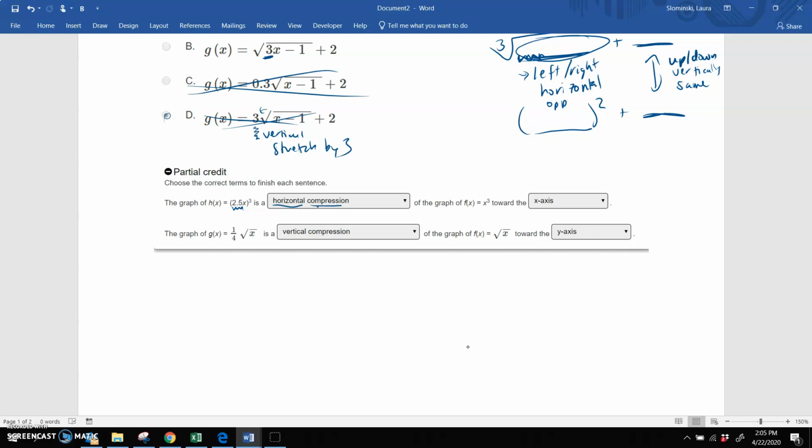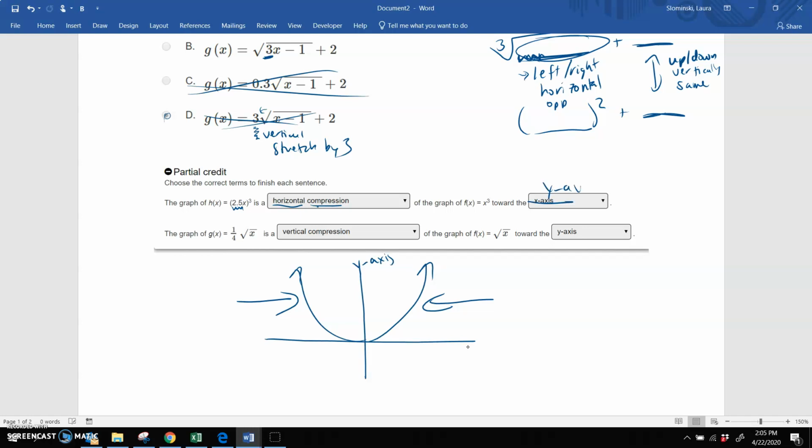That's old school. But if I take a graph and I compress it horizontally, that means I push this side in and this side in, which means it's actually getting closer to the y-axis. Okay, so this one was supposed to be y-axis.